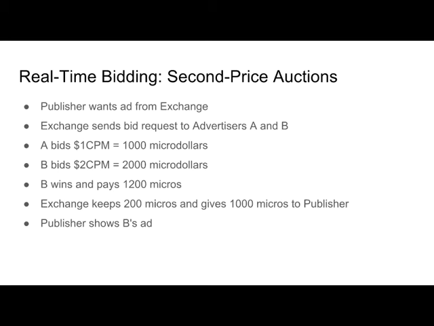So 1,200, you always need to bid a little higher than the second price, because otherwise the auction doesn't work. And essentially, the exchange will keep a little slice. So in this particular case, the exchange is taking a very healthy 20%. So B wins and pays 1,200 micros. The exchange keeps 200, so they're happy. Their goals are met. And gives 1,000 micros to the publisher. Okay, great. And then the publisher shows B's ad. So that's the RTB auction.